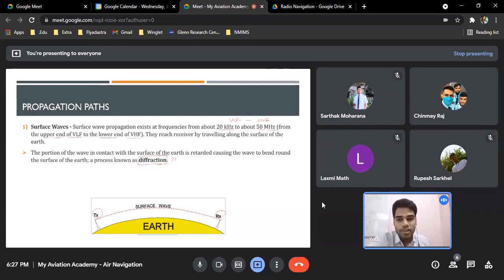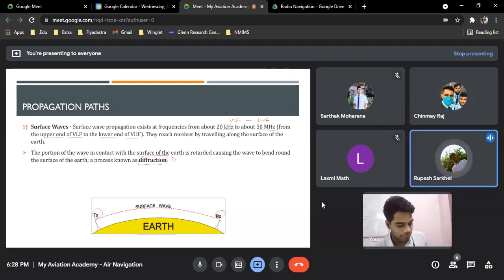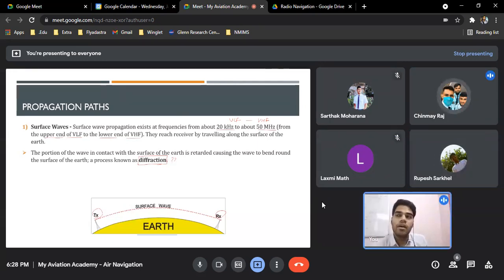Okay, Rupesh has joined us. We'll give you an introduction afterwards. Rupesh, do you have an example of diffraction or any explanation? Prism. That is scattering of light. That is not diffraction. That is scattering of light into different waves.